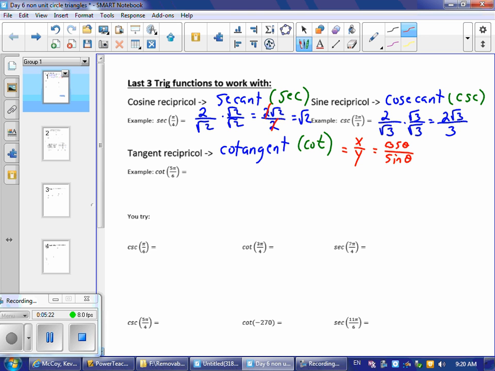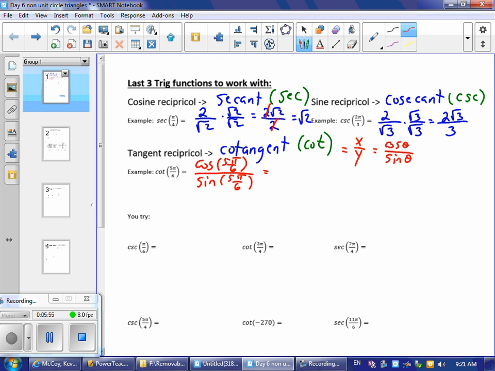So I could do it that way. So you can find the tangent first and then flip it over, or you can avoid the whole flipping thing and just go straight to x over y or cosine over sine. So I'm going to do it the second way, the way I did in red here. So the cotangent of 5 pi 6 would be the same thing as the cosine of 5 pi 6 over the sine of 5 pi 6.